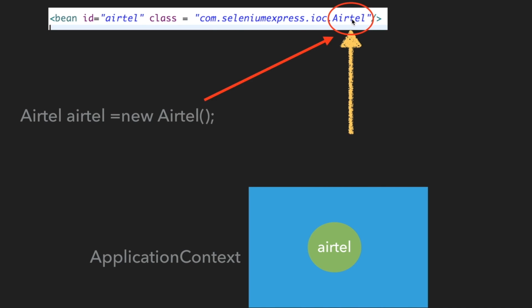Why is it doing new Airtel? Because here we have mentioned Airtel, right? And why is it creating the object with this particular name Airtel? Because this is what we have mentioned here, Airtel. So Spring is doing this internally, and it is creating the object for us with the reference called Airtel. So whenever we need the Airtel object from this container, just use the getBean method. So let's go and do that.